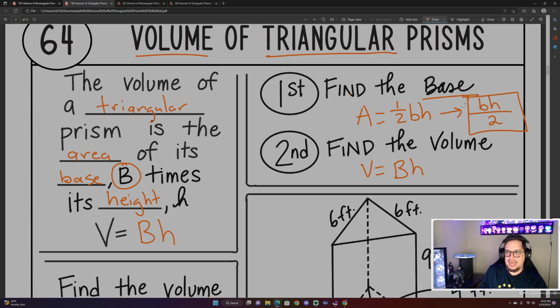Okay, so the height is the same. I mean, here the height is for just the base, just the triangle. Okay, and you'll see what I mean in a bit. Here, this is the height of the actual 3D shape.